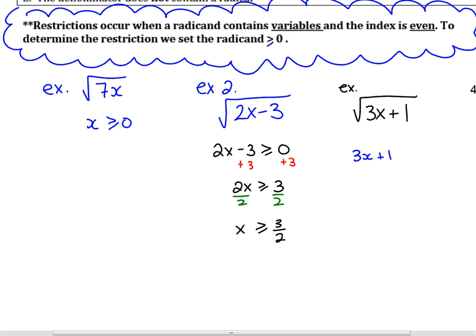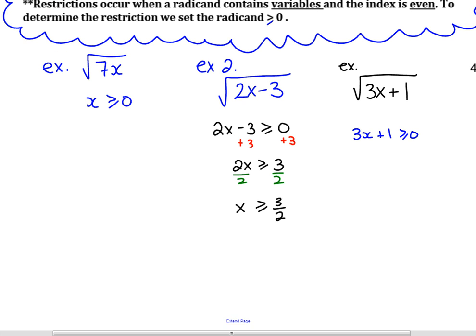Okay, 3x plus 1 has to be positive, greater than or equal to 0. So what would you do first? Subtract 1, then divide by 3. So x has to be greater than or equal to negative a third would be your restriction. Okay, that's how we find restrictions.